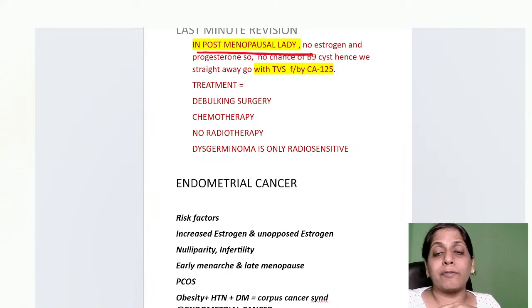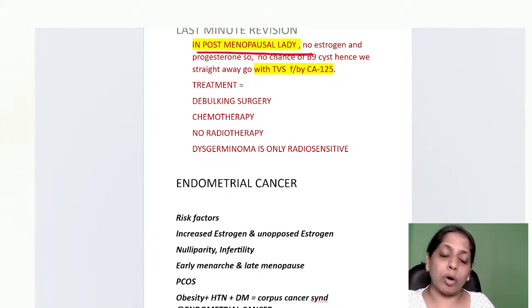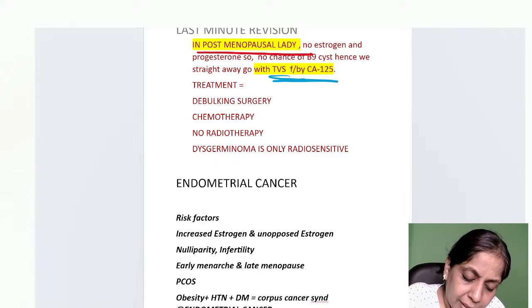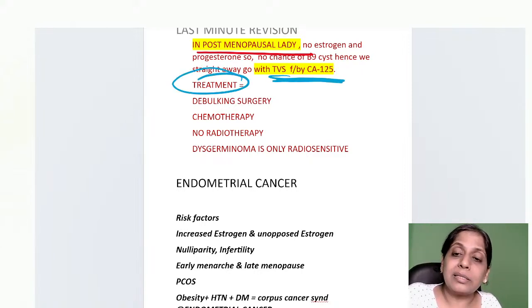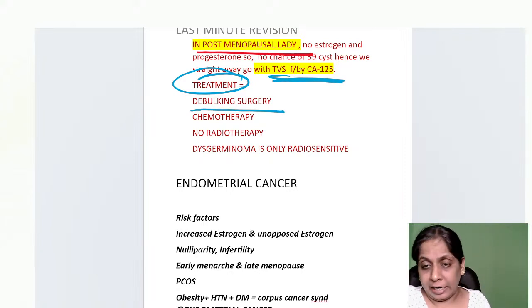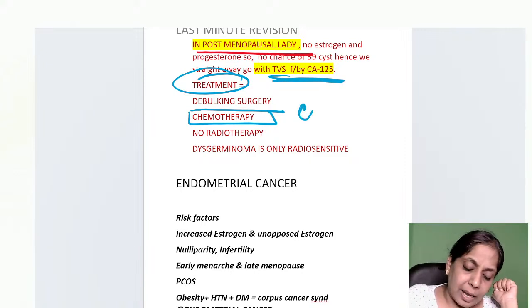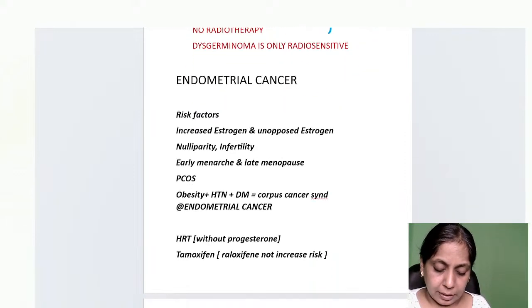So straight away, you have to go for two things: ultrasound and CA 125. Along with the ultrasound, you have to go for another measure, that is CA 125. Ovarian cancers are staged surgically and they are responsive to chemotherapy, that also cisplatin based.